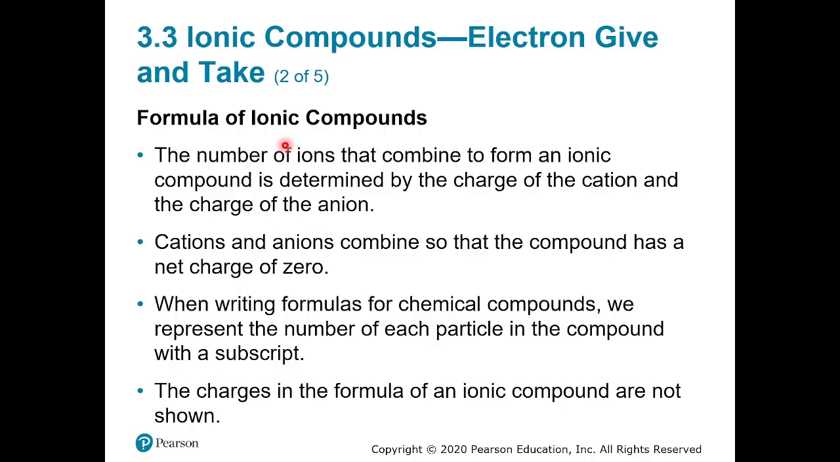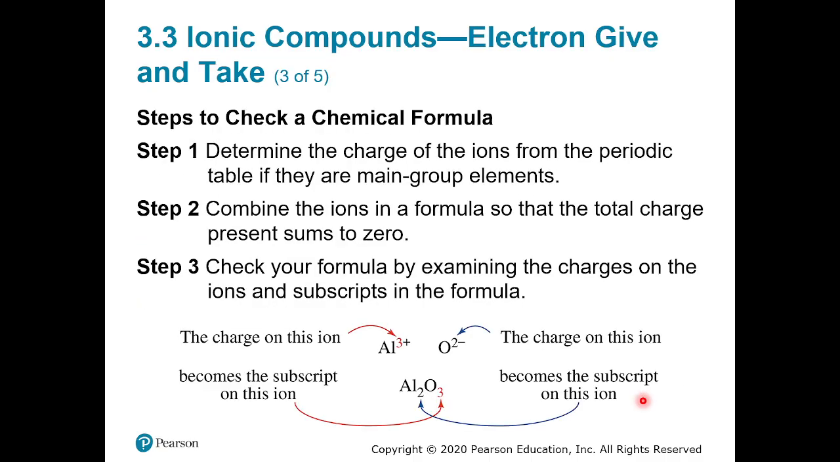Okay. So again, the cation and anions have to combine so that the compound overall has a net charge of 0, neutral. When writing these formulas for the chemical compounds, we represent the number of each particle in the compound with a subscript. And the charges in the formula of an ionic compound are typically not shown because we typically don't need those charges. We'll know it from the overall formula. Let's do an example.